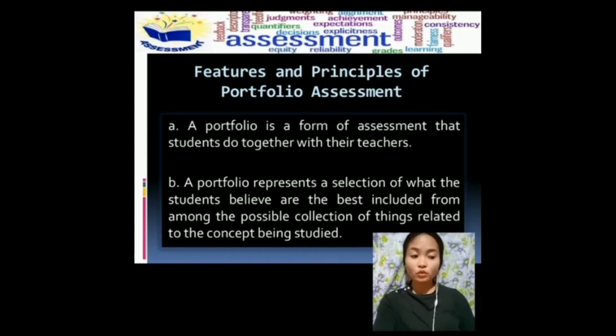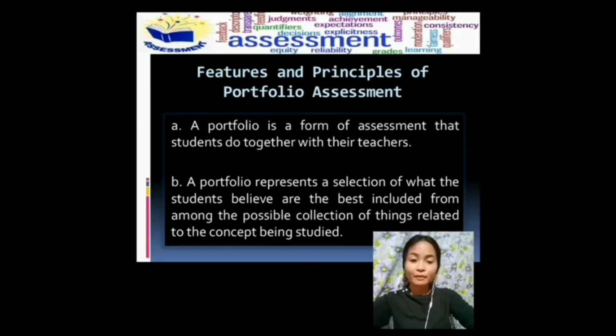So it should be done together with the students, because the assessment or even the portfolio cannot be successful without the response of the students. It is done together with the students and the teachers, because students are the respondents of the lessons given by the teachers, because they are the learners. So next, a portfolio represents a selection of what the students believe are the best included from among the possible collection of things related to the concept being studied.